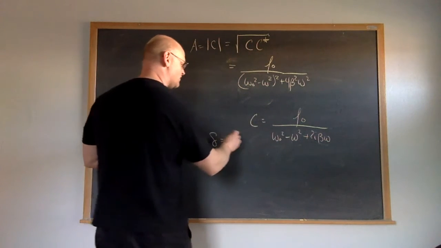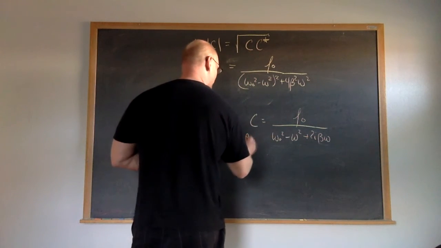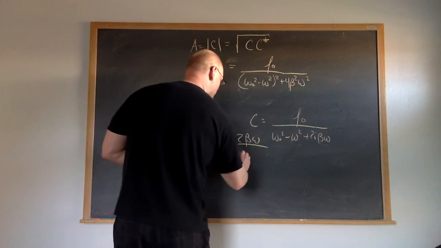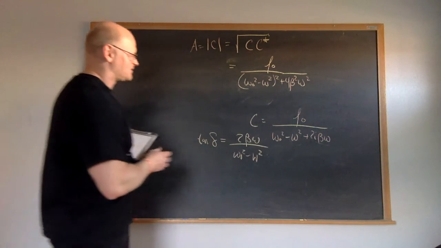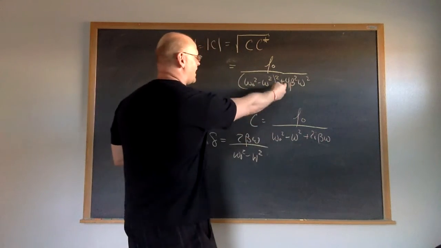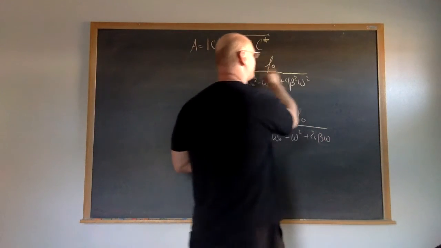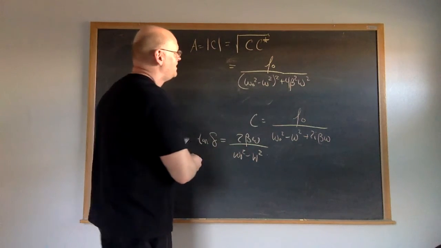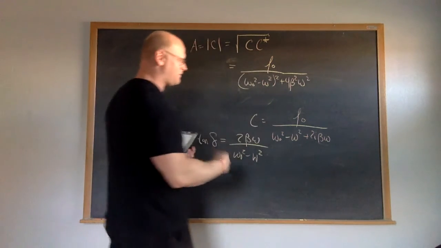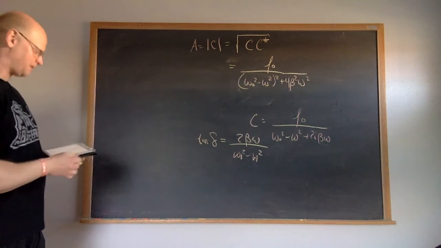So in this case, the imaginary part is simply going to be this, and the real part is simply going to be this. So this is going to be equal to 2 beta omega divided by omega 0 squared minus omega squared. And again, I'm doing that because the real part is going to have this term for the denominator. The imaginary part is also going to have this part for the denominator. So when I divide them, that portion is going to go away. They're both going to have an F0 to them. That portion is going to go away as well. So it's simply going to be this guy.